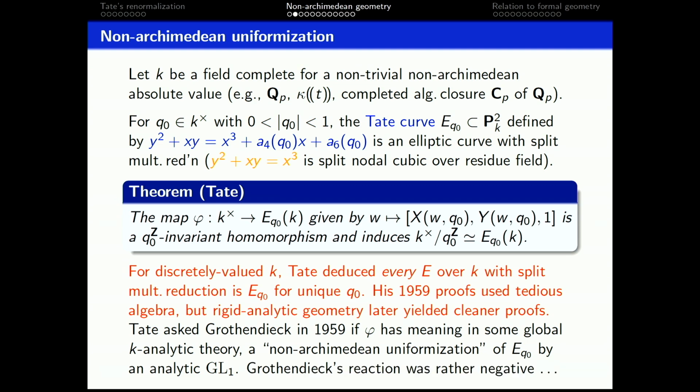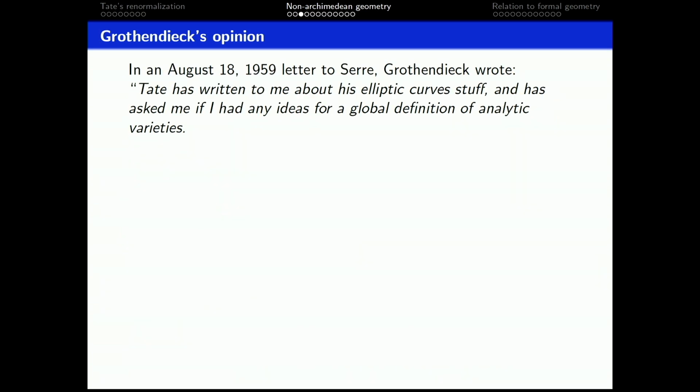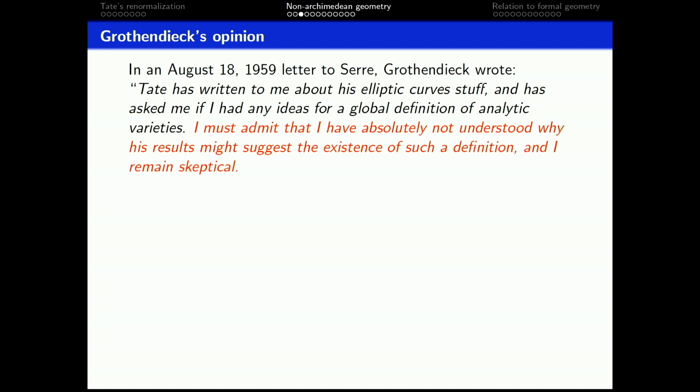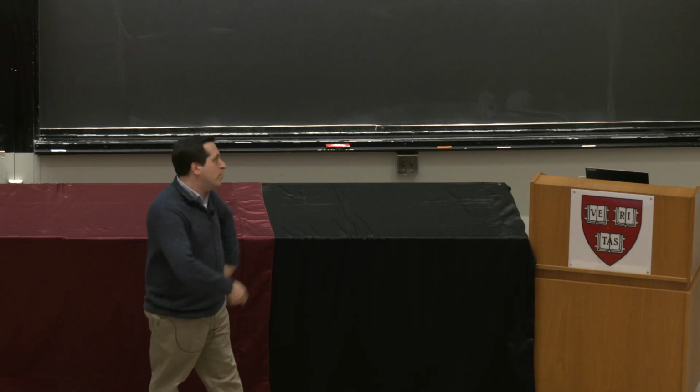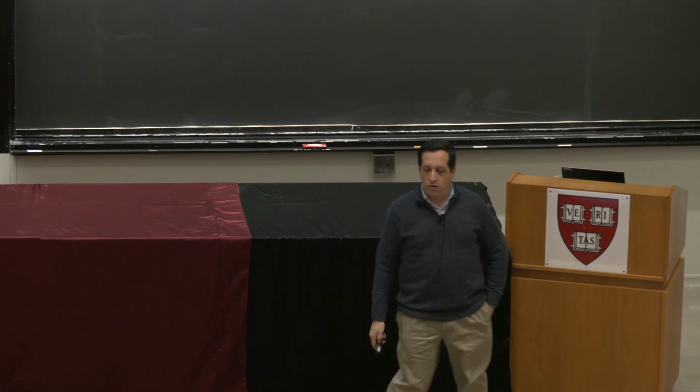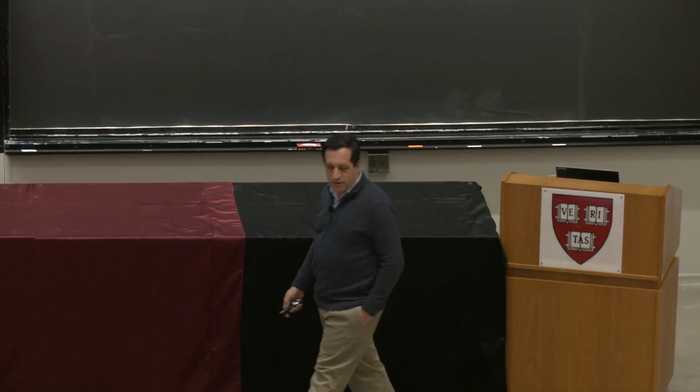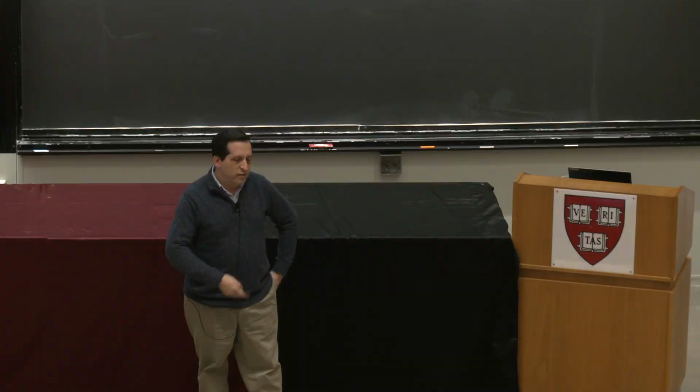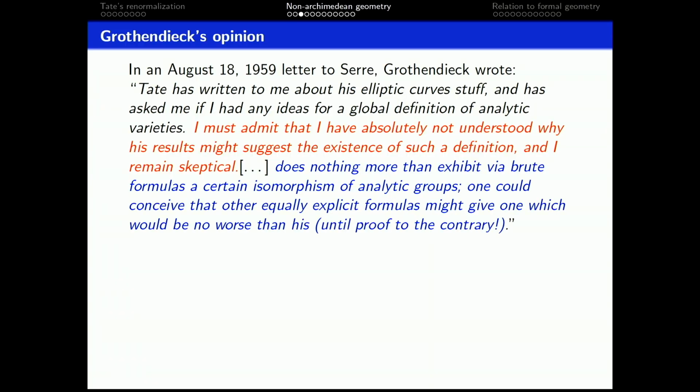So Grothendieck initially was very dismissive about all this, and so he wrote in a letter to Serre that Tate has asked him about whether this could have any meaning, and then he basically says, it makes no sense at all. Why would you ever think that these horrible calculations would suggest something like that? I remain very skeptical. They're just brute formulas, some isomorphism, and maybe you could find some other equally explicit mess, and why would that be any worse? Okay, we'll come back to this.